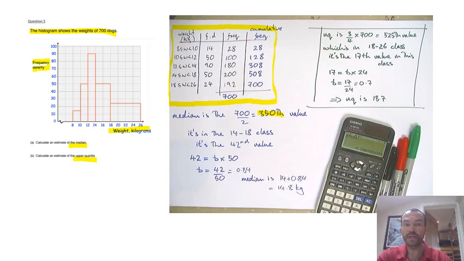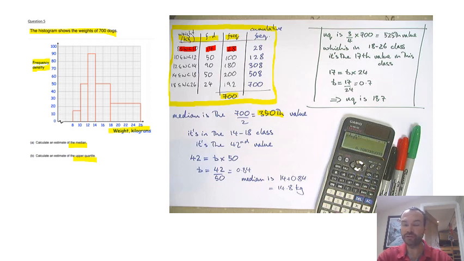So I've got the labels from the x and y axis, which I've converted into a frequency. How have I converted that into a frequency? I've taken the frequency density and multiplied by the class width. So this one will be 2 times 14, 28. Now, the other thing I've done at this point is I've checked that they add up to 700, which they did, so likely to be correct.